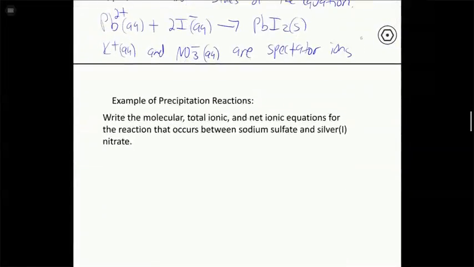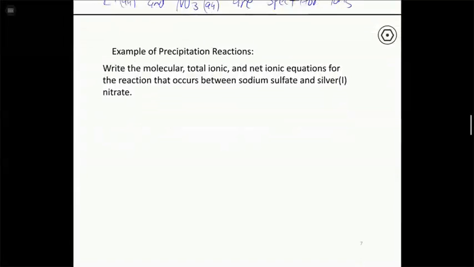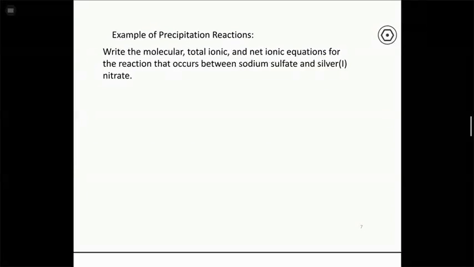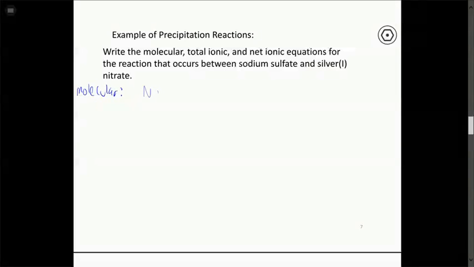So we want to write the molecular, total ionic, and net ionic equations for the reaction that occurs between sodium sulfate and silver 1 nitrate. All right, so first we start with the molecular equation where we just write everything intact. So we have sodium sulfate is Na+ with SO4 2-, so the correct formula is Na2SO4.